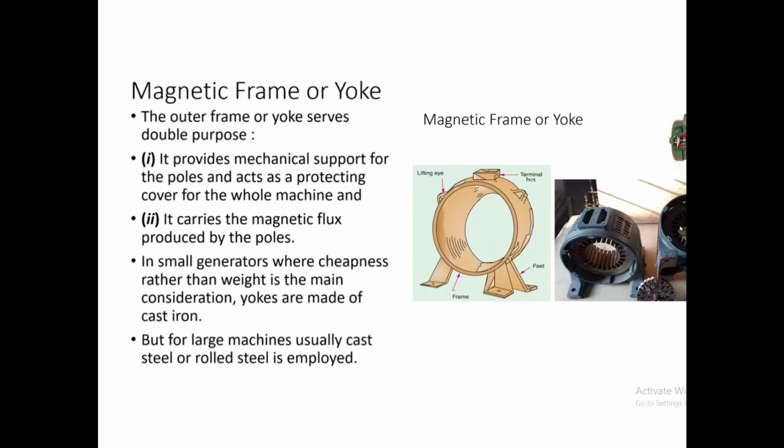Then the magnetic frame or yoke. As I already told, this is the outer frame, which is called the magnetic frame or yoke. See, the real machine looks like this. This is a magnetic frame or yoke which carries the poles. See here, poles. Actually this is to provide mechanical support for the entire machine, as well as protect the machine.